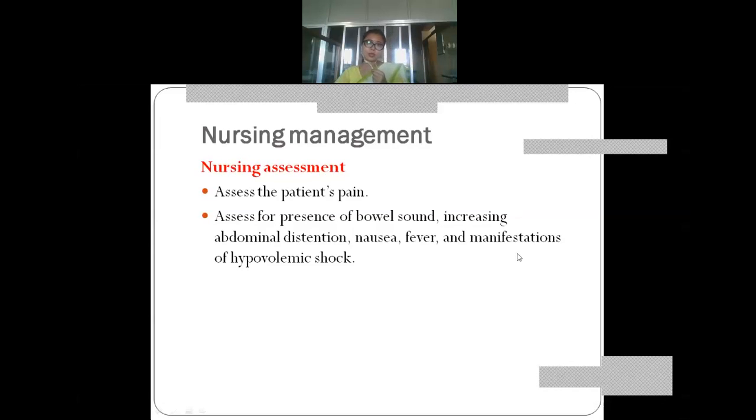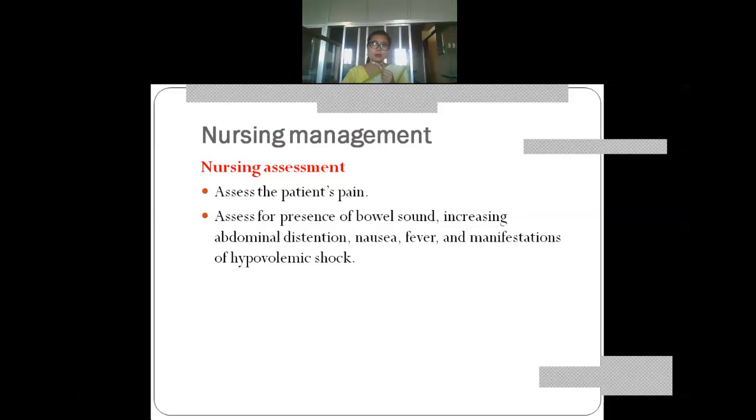And then nursing management, nursing assessment. What are the information or data that we should gather from the patient? First, we have to assess the patient's pain using the pain scale that ranges from 0 to 10. And then assess for presence of bowel sounds. Bowel sounds should be checked in all four quadrants of the abdomen.